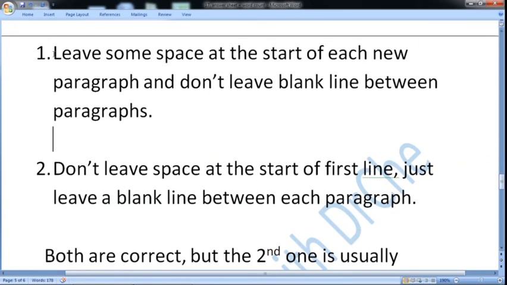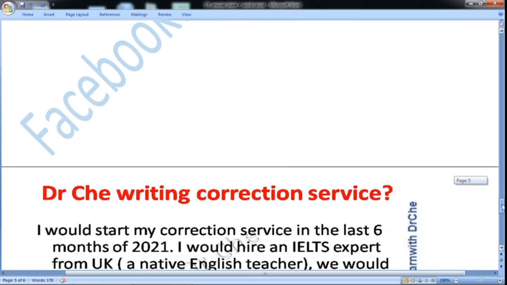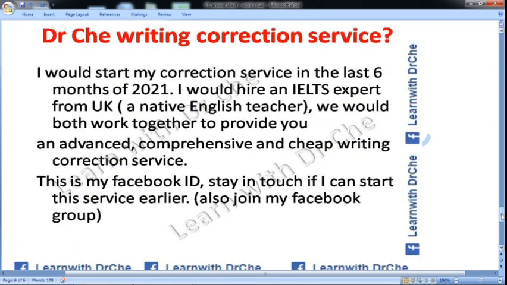Each paragraph should be started without leaving any space. When you end your paragraph, leave one line blank, and then start your second body paragraph from the start of the line. So at the end, I would say after watching my complete essay writing course, you would be able to write very good essays. But remember, always get some feedback from an authentic and true IELTS expert.